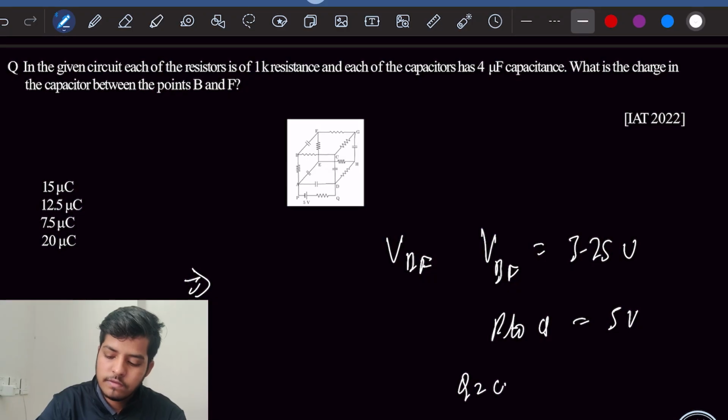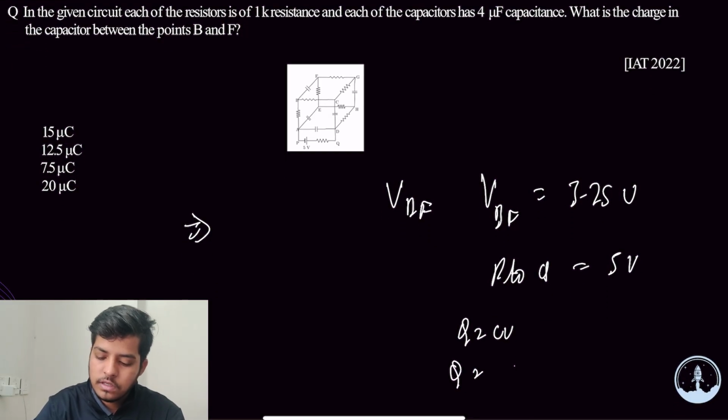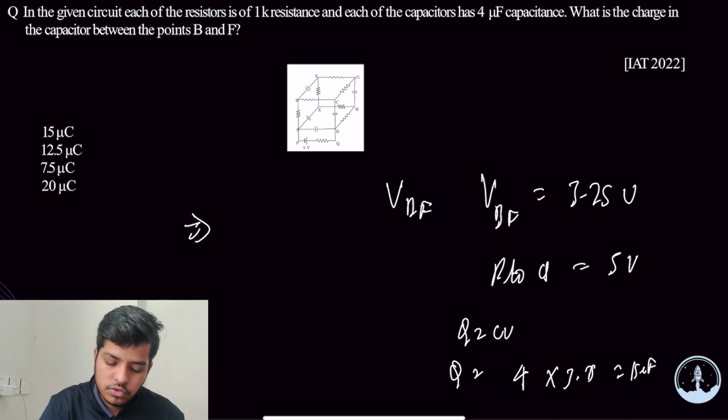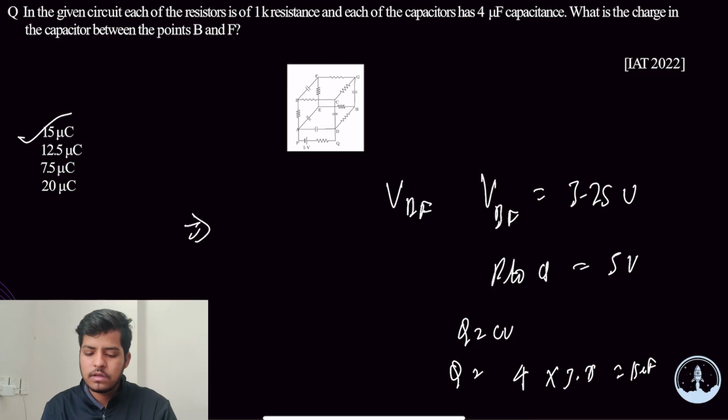So Q equals CV. Q equals C, which is how much? C is 4, I think it is given, right? 4 microfarads. C into V, 3.75, equals 15 microcoulomb will be your answer. So A option is correct. So it was an easy question.